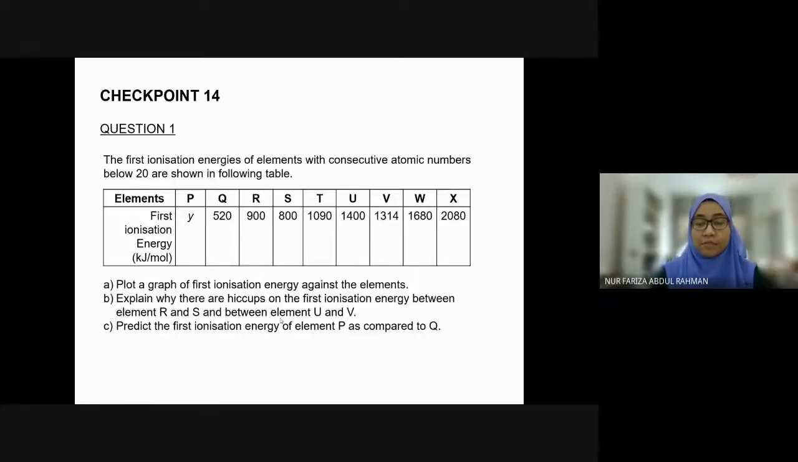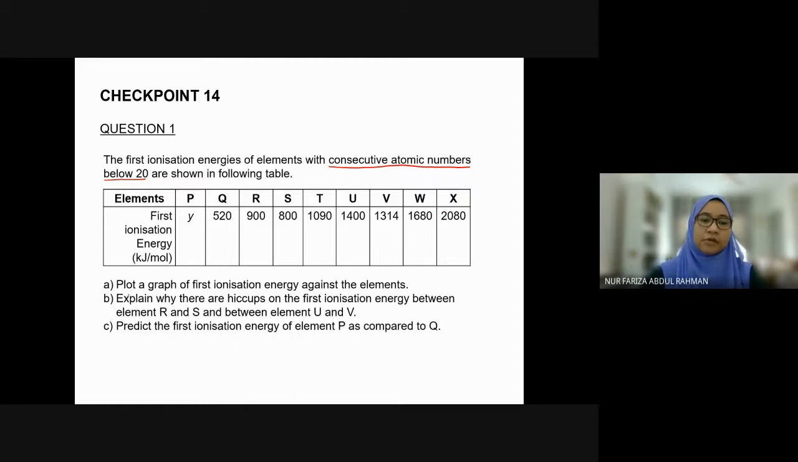Energies of elements with consecutive atomic numbers below 20 are shown in the following tables. Okay, so this is very important. This is a hint that you should be aware of. Elements with consecutive atomic numbers below 20, so it means they are consecutive. Okay, so we have P, Q, R, S, T, U, V until X.